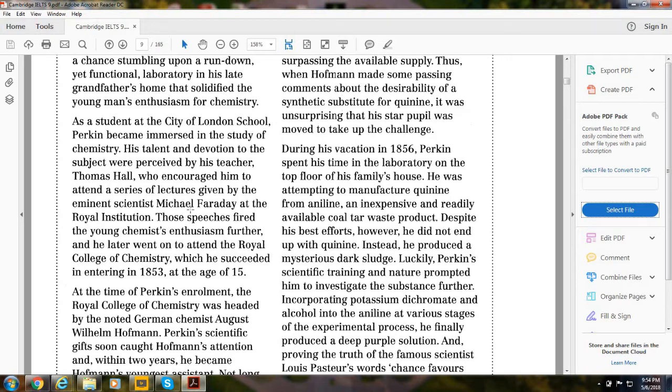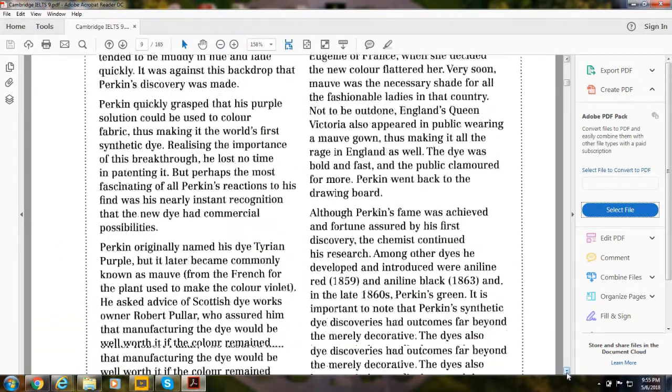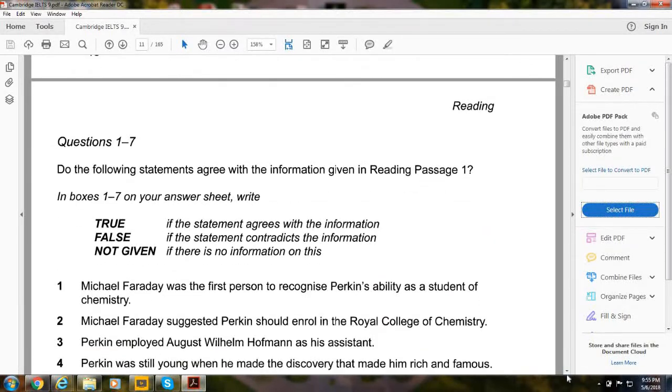A lot of the words are given, Michael Faraday, Perkin, and the Royal College of Chemistry, but it is not given that he suggested it personally. There is no direct synonym of suggested given. So definitely you have to go with not given. Most of the words are given, but clearly the verb you are looking for, Michael Faraday suggested, is not given. So that's how you can go with the not given answer. Simple as that.